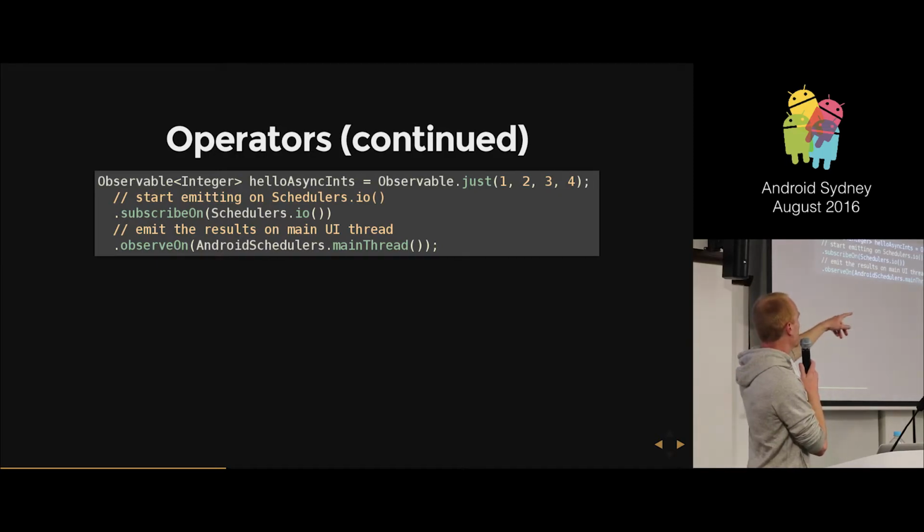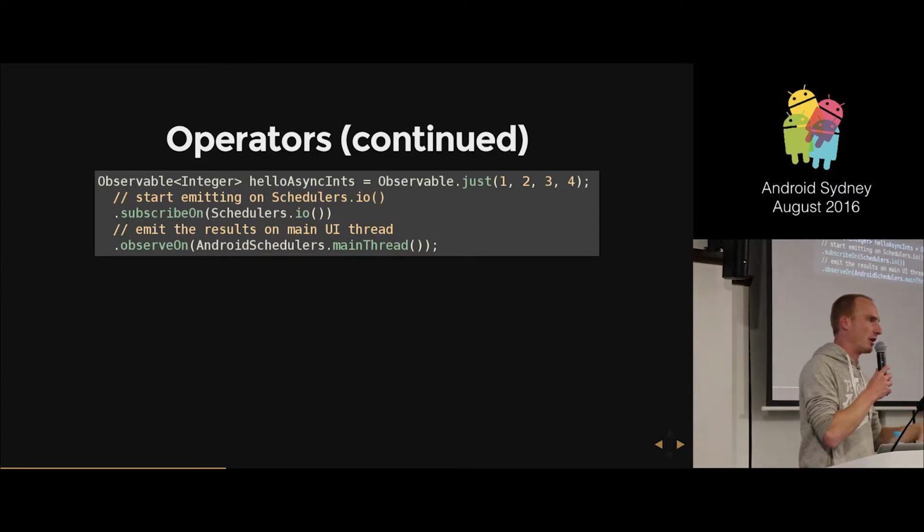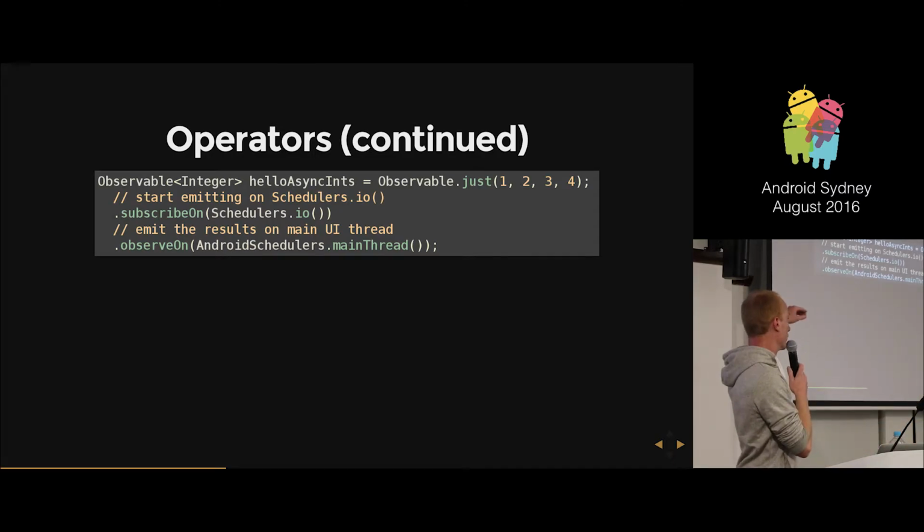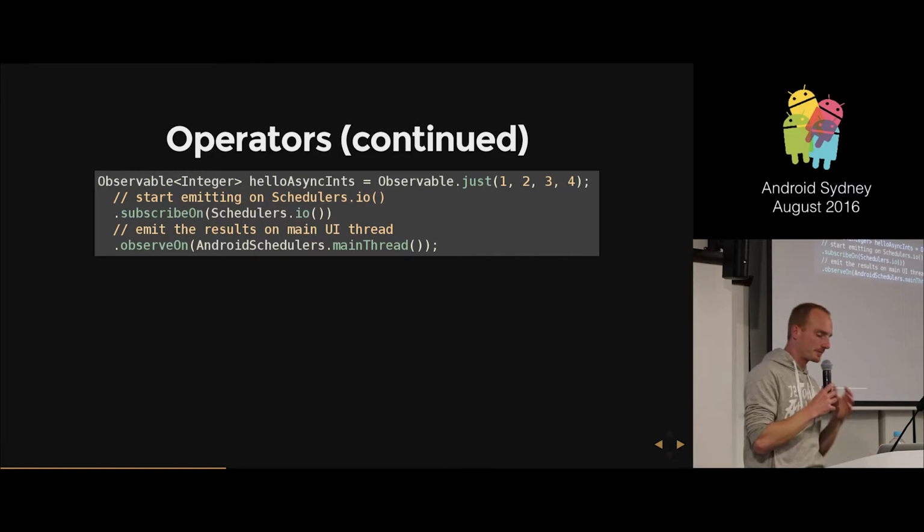So here you can see we start emitting our numbers on the schedulers.io thread, which is a background thread pool, and then we observe those on the main UI thread. This is a really powerful concept in RxJava, but we'll look at why that is later. For now, it's just good to know that operators also change threading logic.